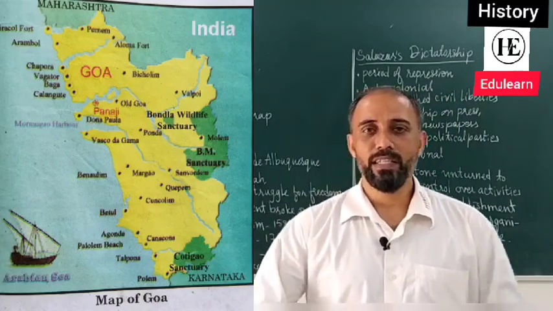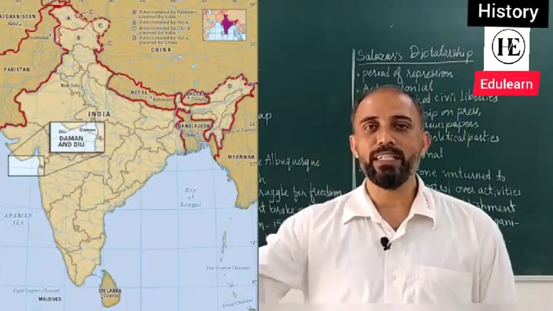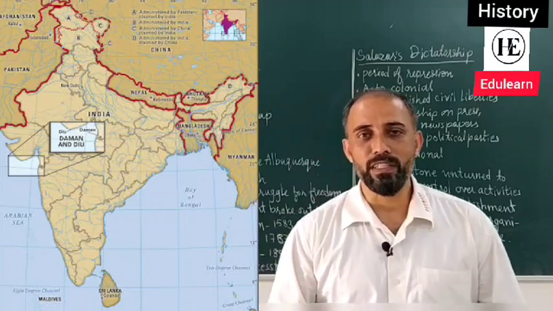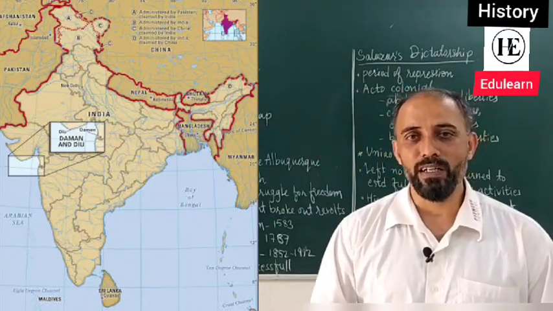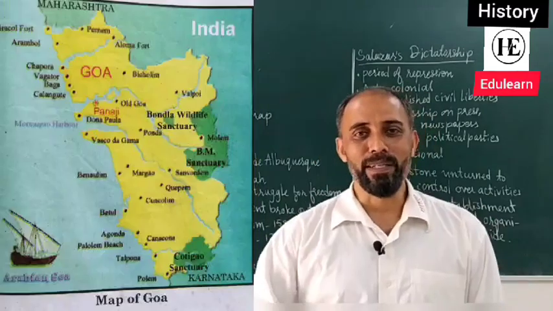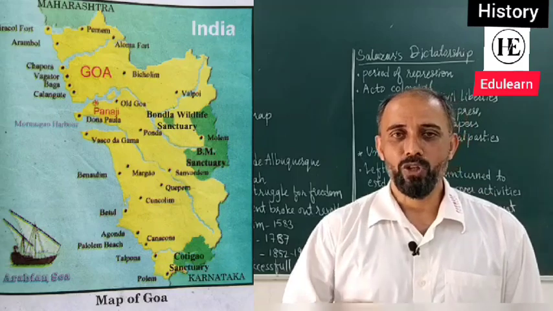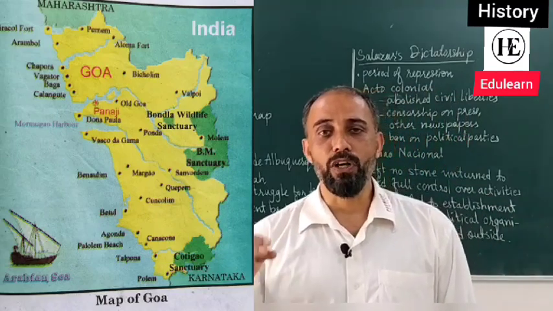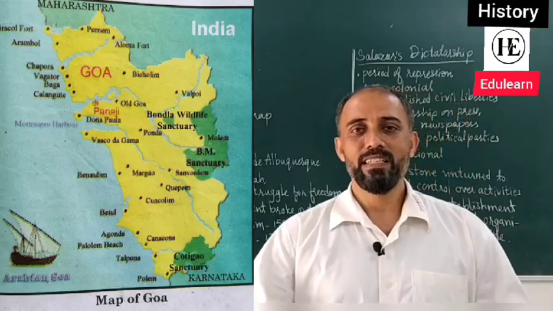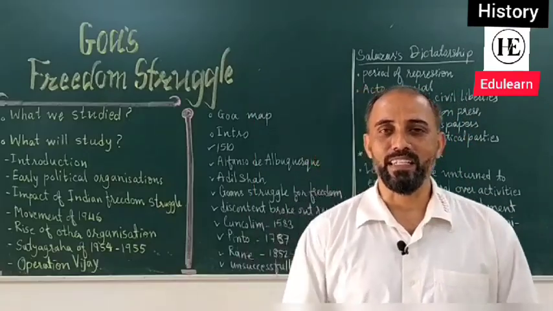Now, Goa is near Maharashtra and Karnataka, and if you find the location of Daman and Diu, it is in Gujarat. So the Portuguese, who were ruling over Goa, also had a colony in Daman and Diu. Goa got liberation on 19 December 1961. Goa was under the Portuguese regime for nearly 451 years. This is the oldest colony of any European country in India.